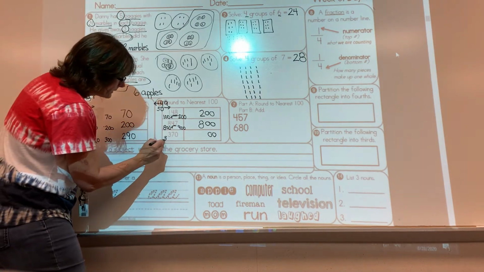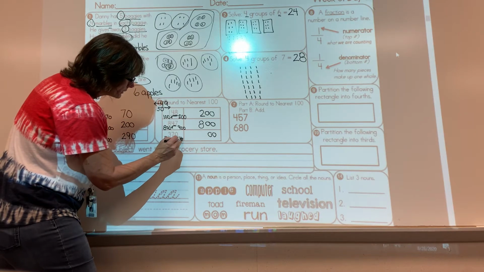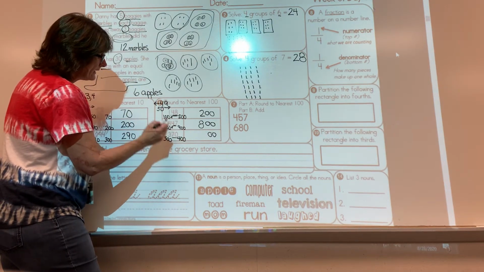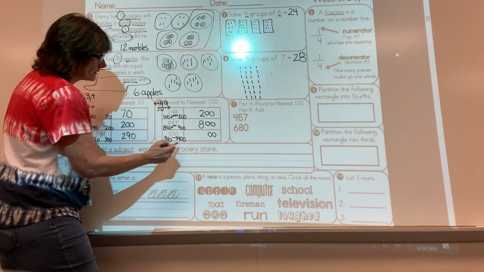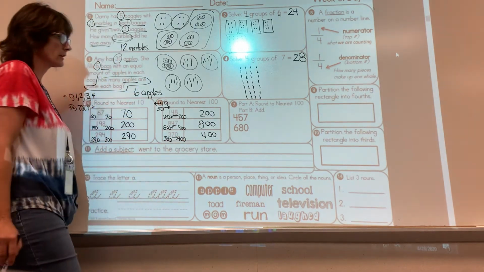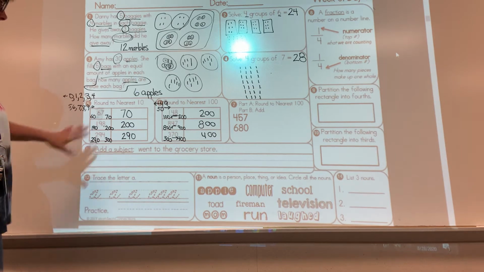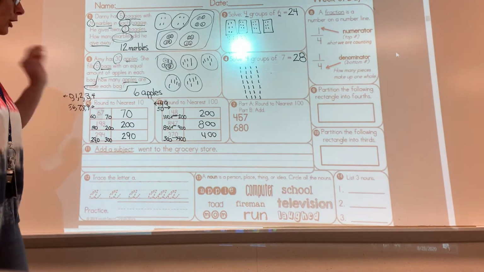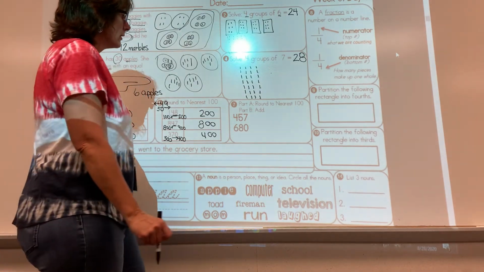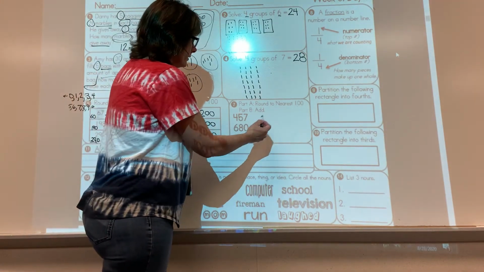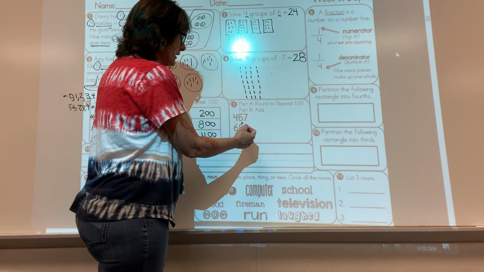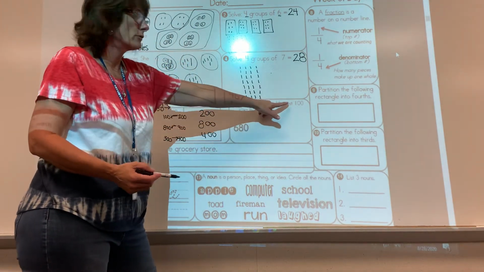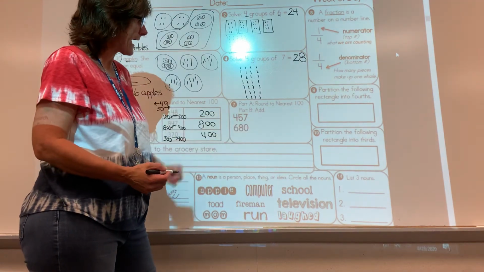This is between 300 and 400, 370, and 70 is bigger than 50, so it's going to go here to 400. We'll do another rounding lesson when we get to math today to help with that. We're going to round again over here, only over here we're going to round both numbers to the nearest 100, and then we're going to add.